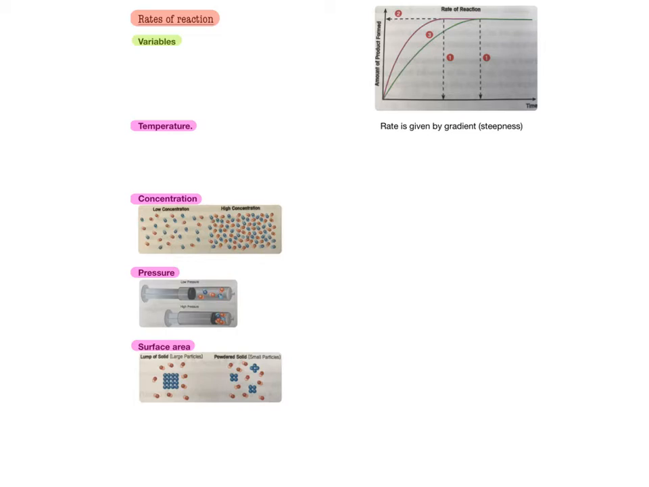So first off, the variables. Well, you can see that we have 4 variables highlighted in purple: temperature, concentration, pressure, and surface area. And we'll come to each of those individually in time. There is one more, which is the use of a catalyst, which we will do in a separate video. So let's have a quick look at what we've got up at the top. We have variables written as a title. So we know we have the 4 variables below, but what we're doing here is seeing how we're going to answer a question on variables.